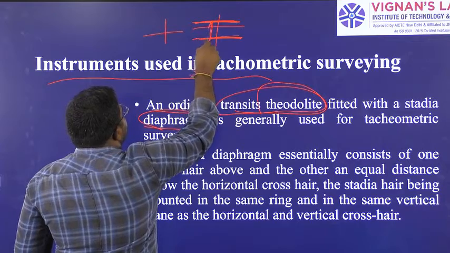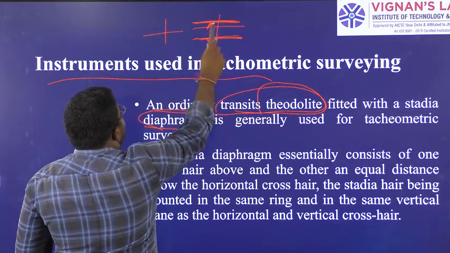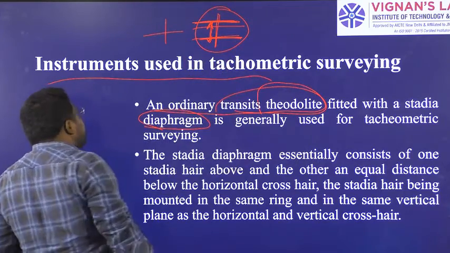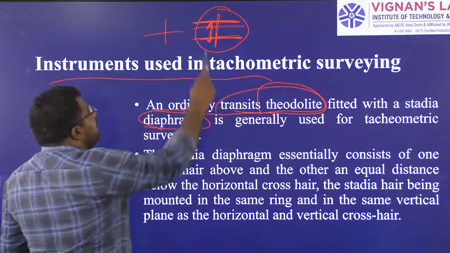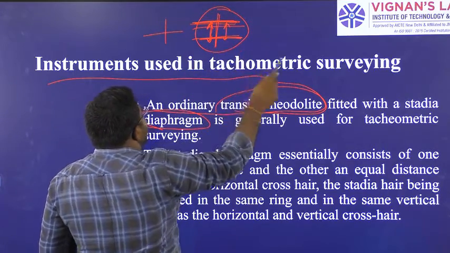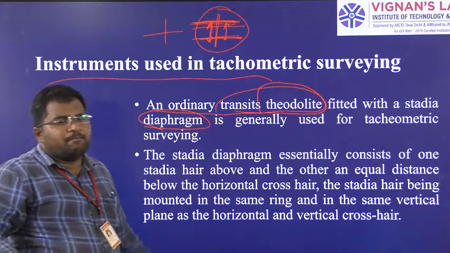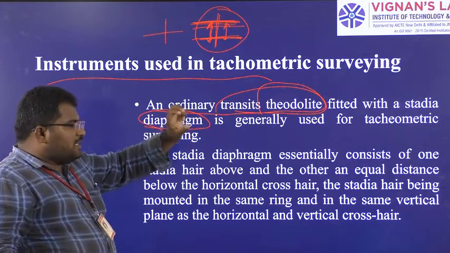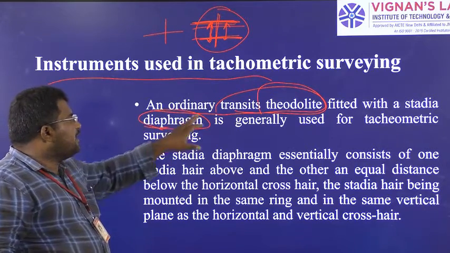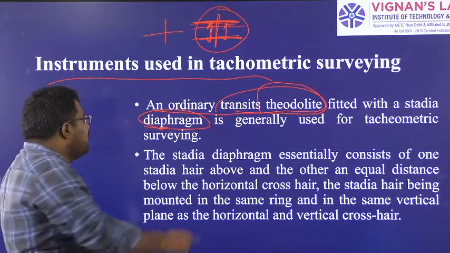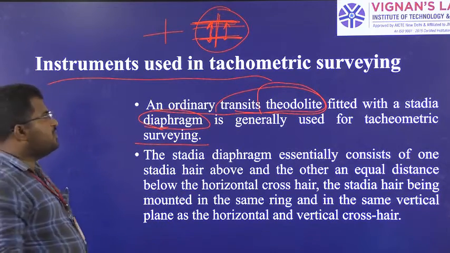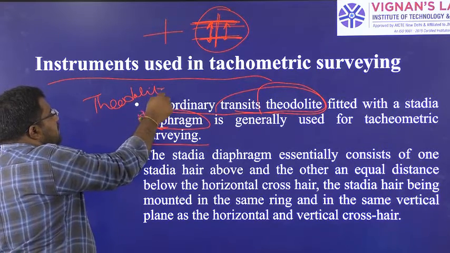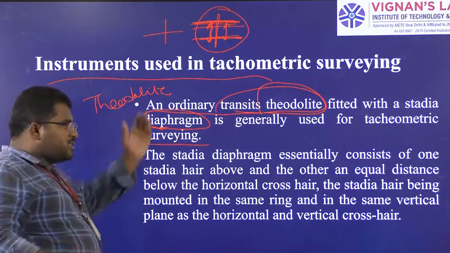If you have this fixed length, then you see through the telescope and it is going to intersect with the leveling staff. Whatever reading is intersected between these two values, you are going to read, and from there you are going to calculate the values. That's why inside the lens it is fitted with a stadia diaphragm, generally used for tachymetric surveying. What is the main instrument you are going to use here? It is a transit theodolite fitted with the stadia diaphragm. We will see how it looks.